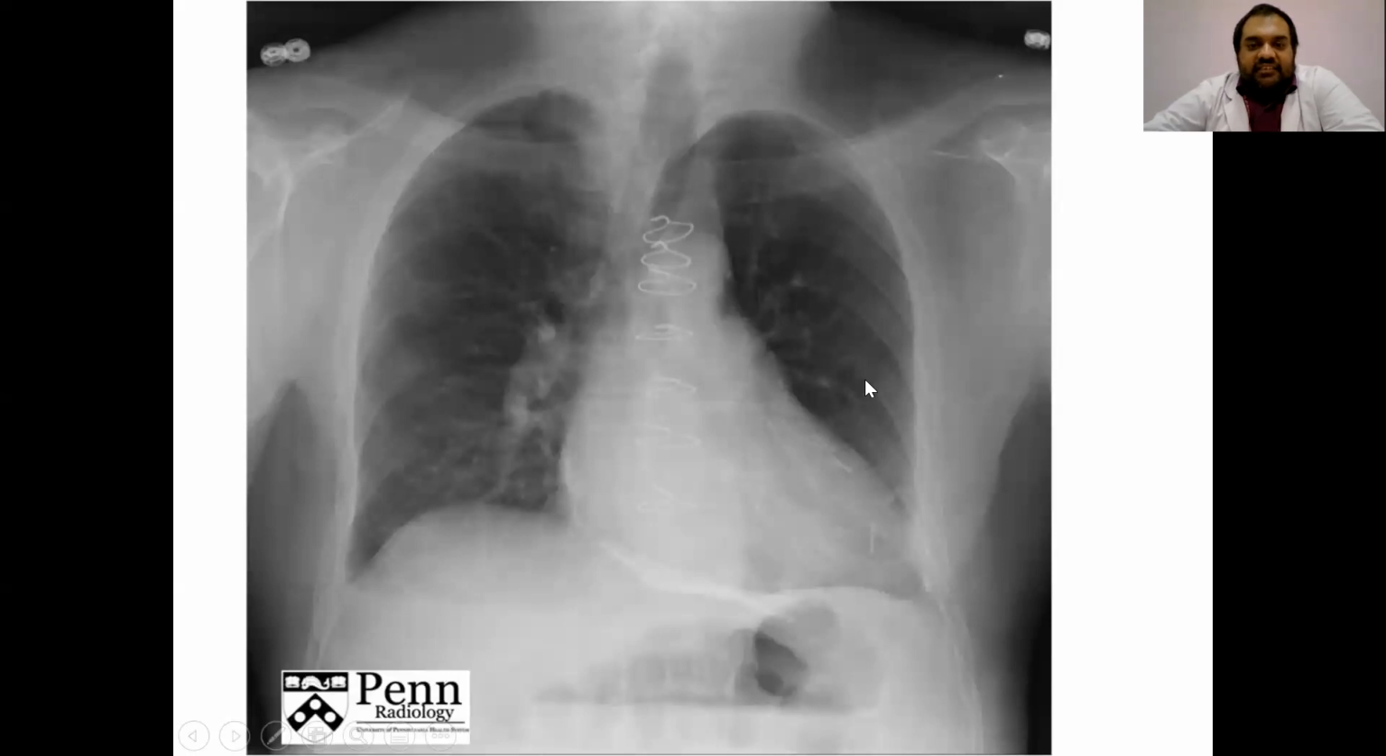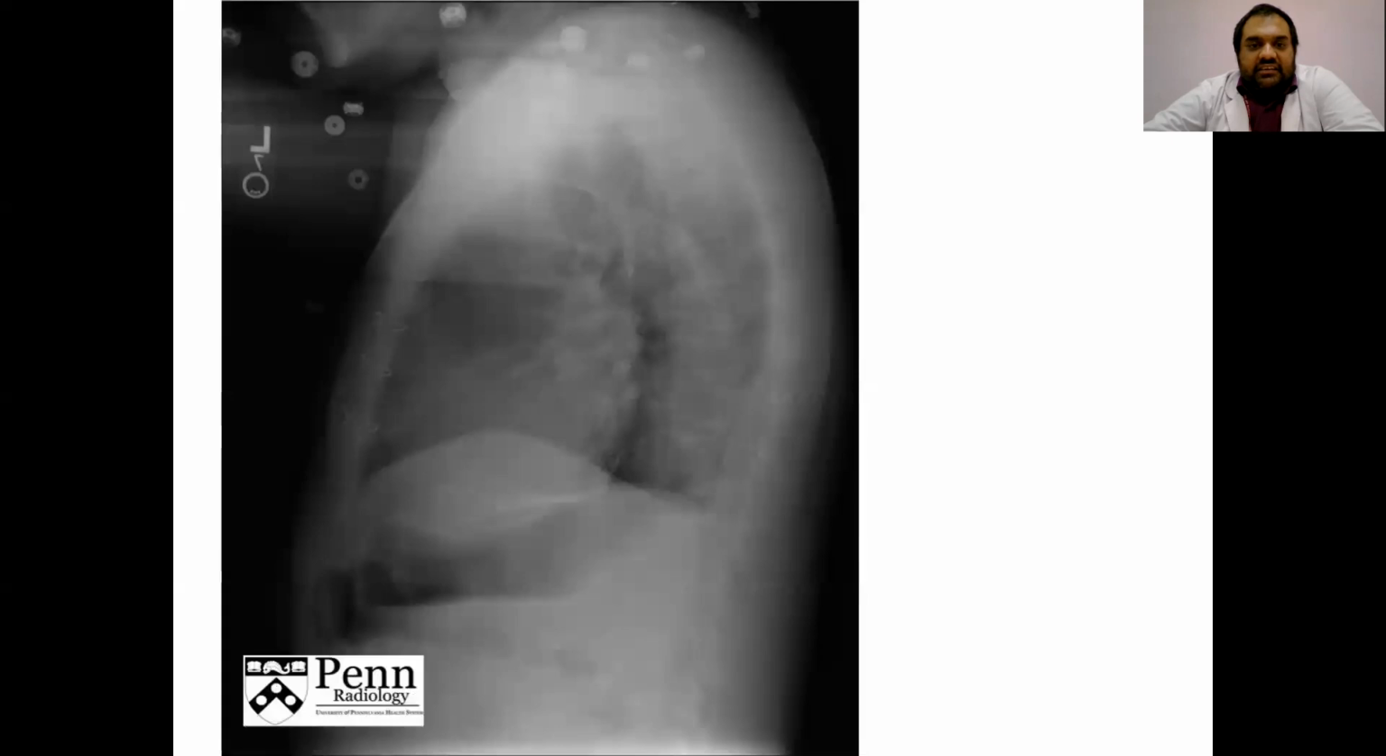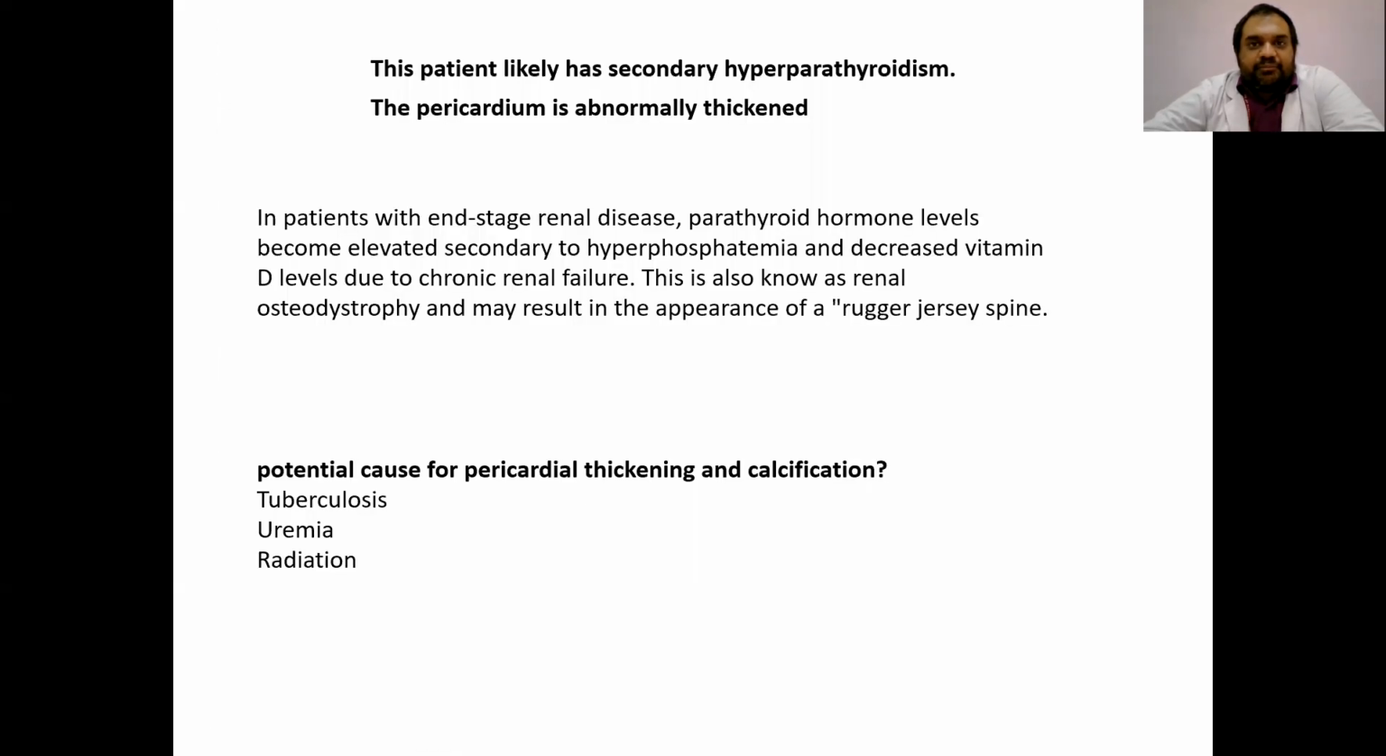And this is the lateral chest X-ray showing calcified inferior border of the heart. This patient likely has secondary hyperparathyroidism. The pericardium is abnormally thickened.